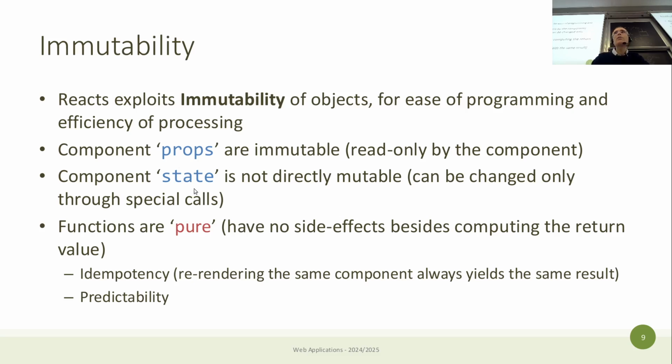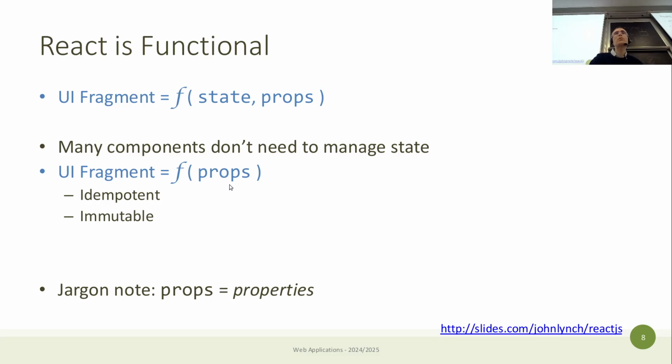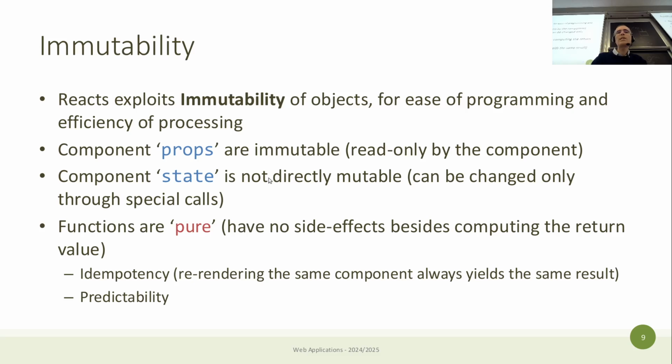Now you might ask, what's the difference between props and state? Well, props are immutable by the component. They are just parameters passed to the component, so they are external. They cannot be changed by the component. That's a functional programming approach, right? You get something and you return something new. In this case, it's the part of the user interface. While the state can be changed, but only through special calls, because in this way we notify React that we changed the state, and it will update the user interface accordingly.